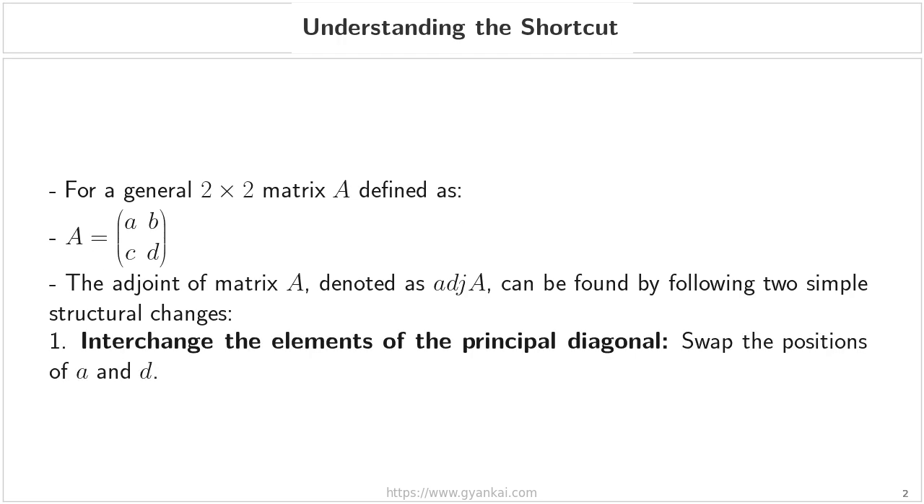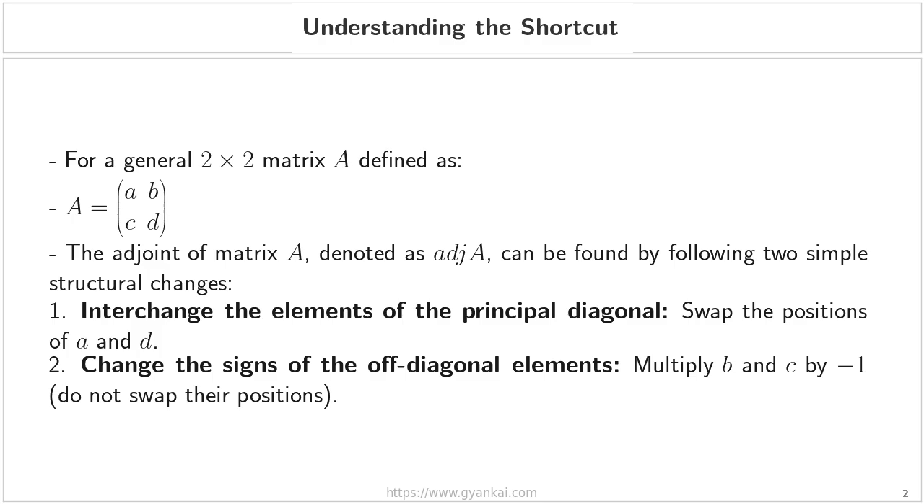First, look at the principal diagonal, which is the line of elements running from the top left to the bottom right. You are going to interchange these elements, meaning you swap the positions of a and d. Second, look at the off-diagonal elements, which are b and c. For these, you are only going to change their signs. This means you multiply both b and c by -1. It is very important to note that you do not move them. They stay in their original spots.